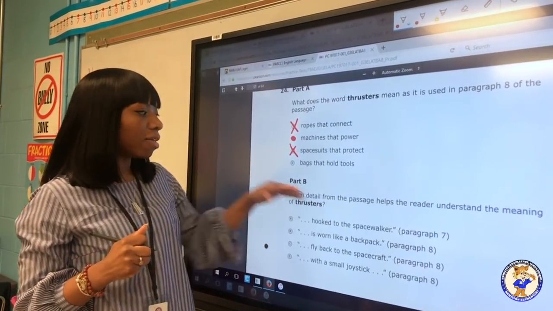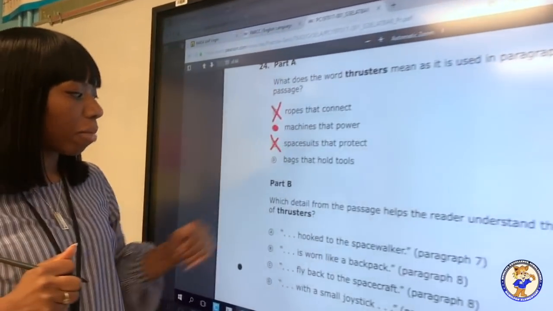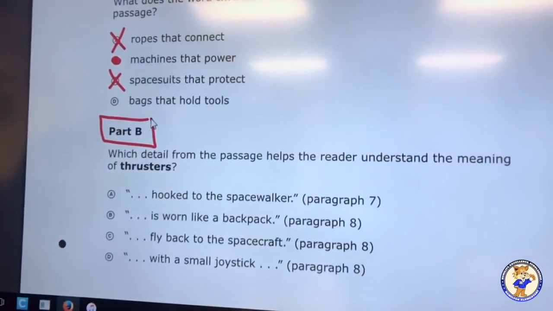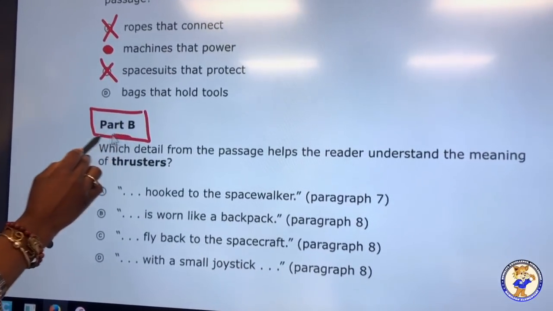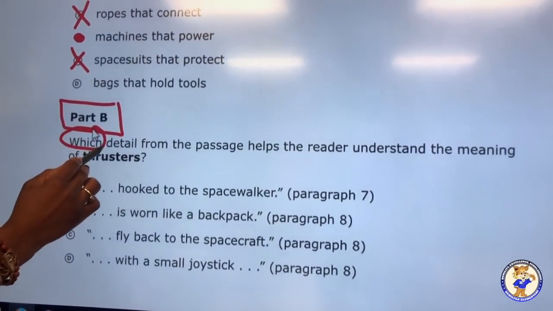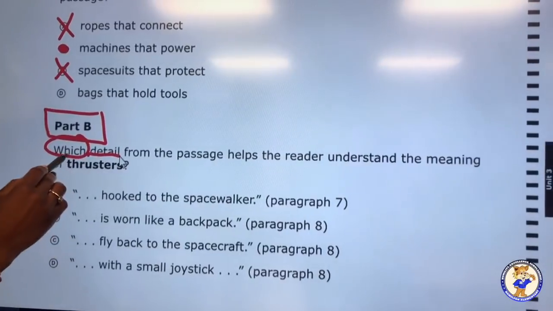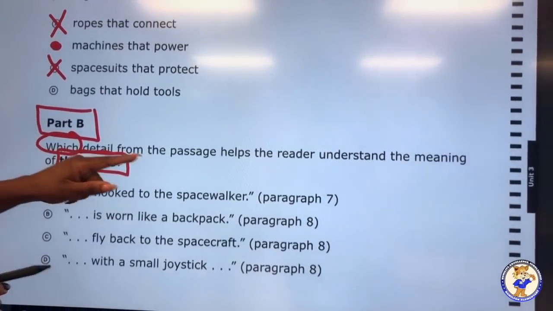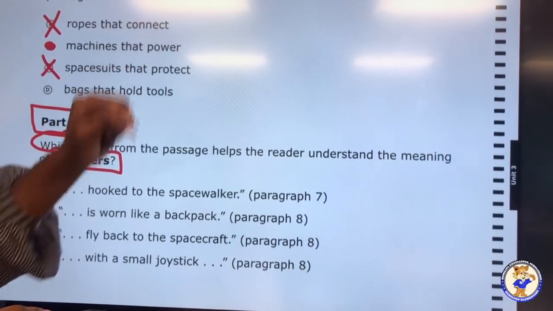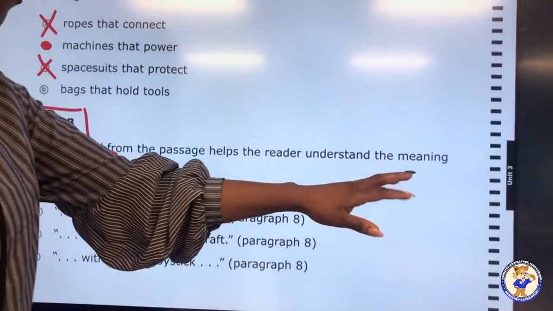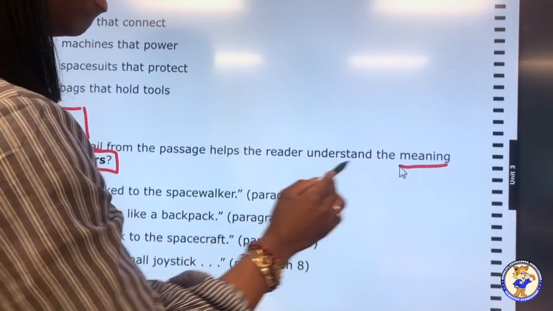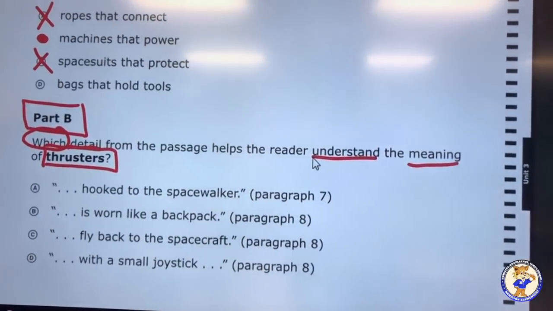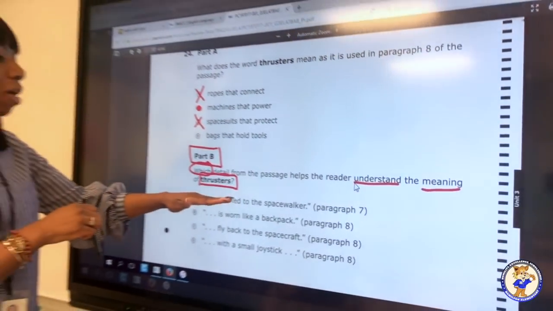And last but not least, let's go ahead and model answer part B. I have my part B, it's in bold print. Again, I'm gonna box that in, which is a question word. They're looking for details. They're still talking about thrusters. I'm gonna box it in. Which detail from the passage, and we read passage 8, helps the reader understand the meaning of thrusters? Hooked to a space wall.